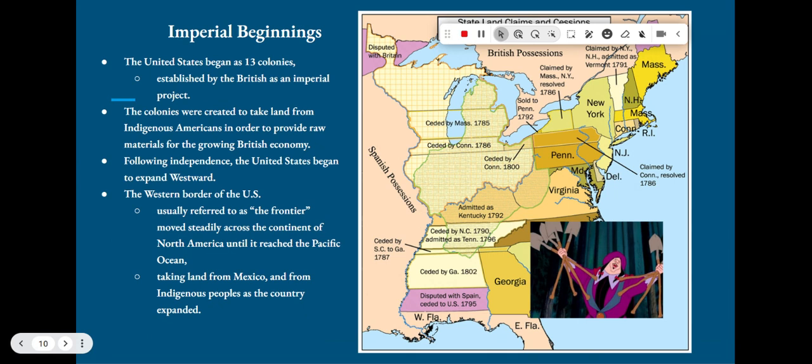Following our independence, the United States started its own path of imperialism by expanding westward. Right, we just got done talking about Western expansion and manifest destiny in the last unit. The western border of the United States was referred to as the frontier and steadily moved across the continent of North America until it reached the Pacific Ocean. We ended up taking land from Mexico in a war. We took land from the indigenous peoples as the country expanded. This is a form of imperialism, right? We're using military force to expand our borders or expand our land acquisition beyond our own borders.